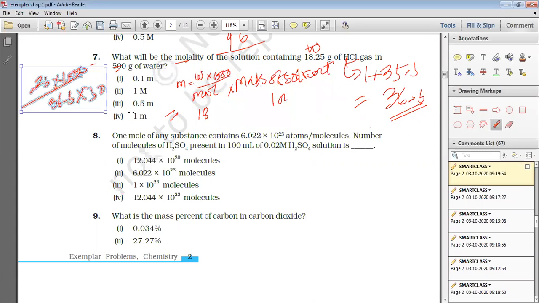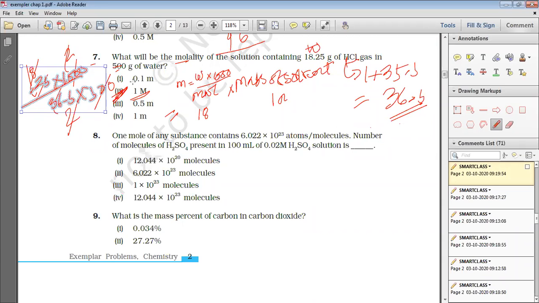You can see here that I have this 500 with me. This 500 gets cancelled with 1000. Then 18.25 twos are this, so for 500, you can write 2 here. These two and these two even get cancelled, and you get 1 molal as the answer.